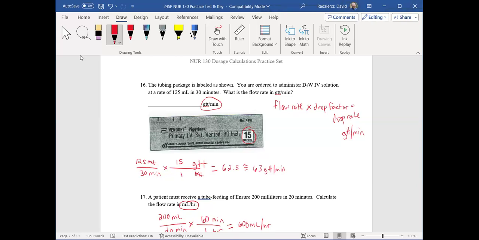So yes, go ahead with your question. I just had a question on my setup. How I do the setup is I set it up this way because this is the way that works for me. I do 125 milliliters divided by 30 minutes times the drop factor. Is that still okay? Yeah, and that's essentially what I did. I just wrote the drop factor as a dimensional analysis. But yes, that is correct. You're doing it right. Oh, okay. Thank you. You're welcome.